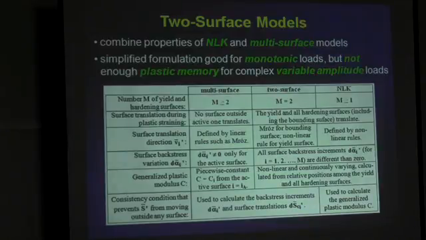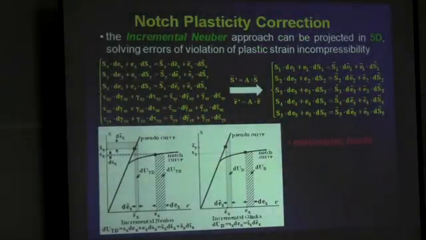Not going to talk much about two surface models. They are a very simplified version of incremental plasticity, and they combine properties of the nonlinear kinematics and of multi-surface models. In the paper you're going to see this comparison. They can be very good for anisotropic materials because you can work with very complex surfaces. However, they only have two surfaces, so they have limited plastic memory ability. If you're going to work with complex variable amplitude loads, it's not a good idea. You want to work with more than that. So basically, you want nonlinear kinematic models.